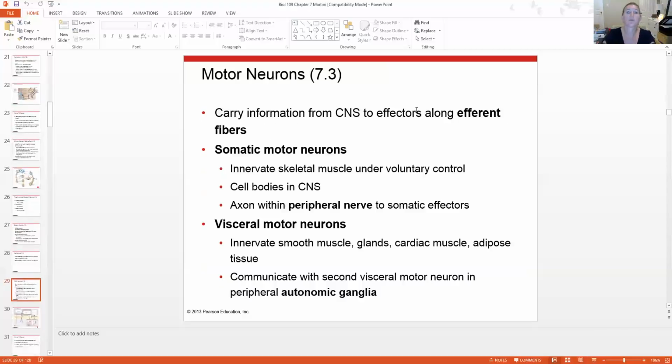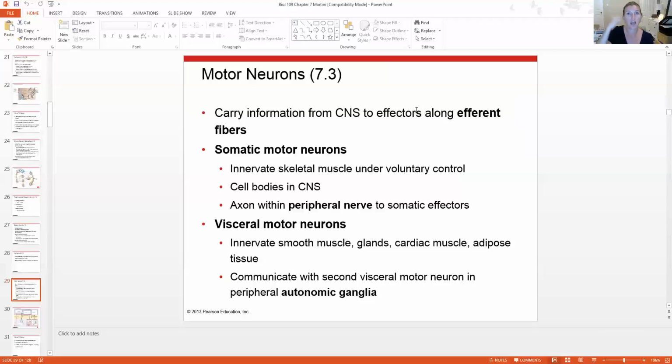So let's talk about motor neurons before we get too much into information processing. Motor neurons carry information from the central nervous system to the outside effectors, to our peripheral effectors. It's called an efferent fiber, or our motor neurons. There are somatic motor neurons, which go to our skeletal muscle. These are under voluntary control. The cell bodies of these are within the central nervous system, and then the fibers are very long and extend all the way through the body.